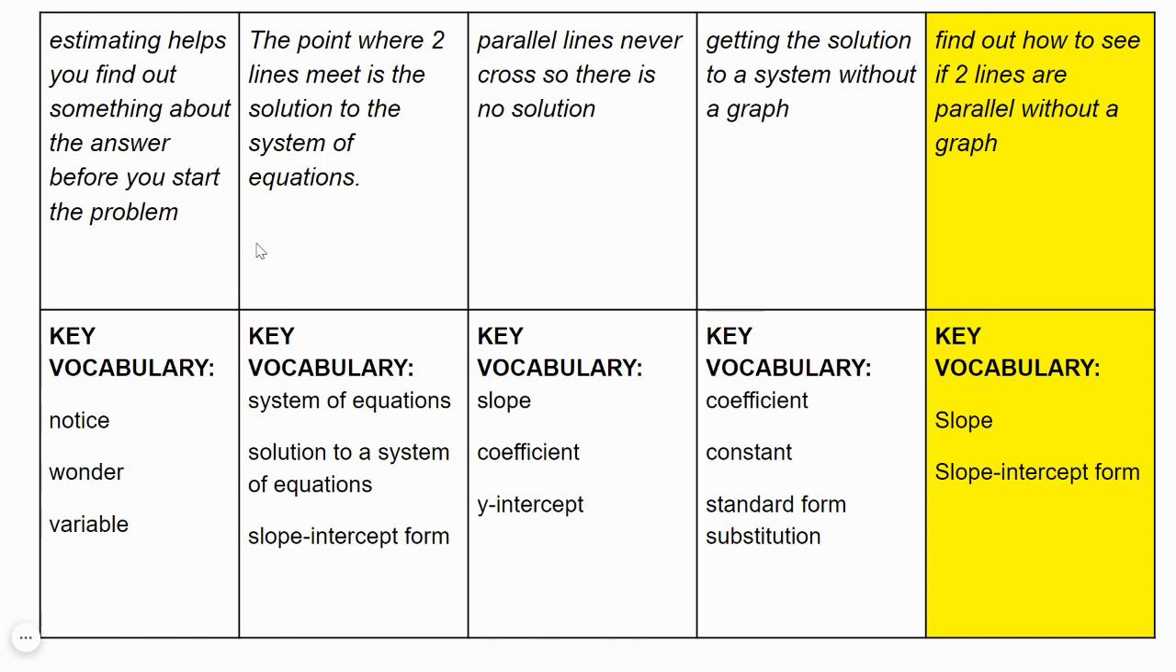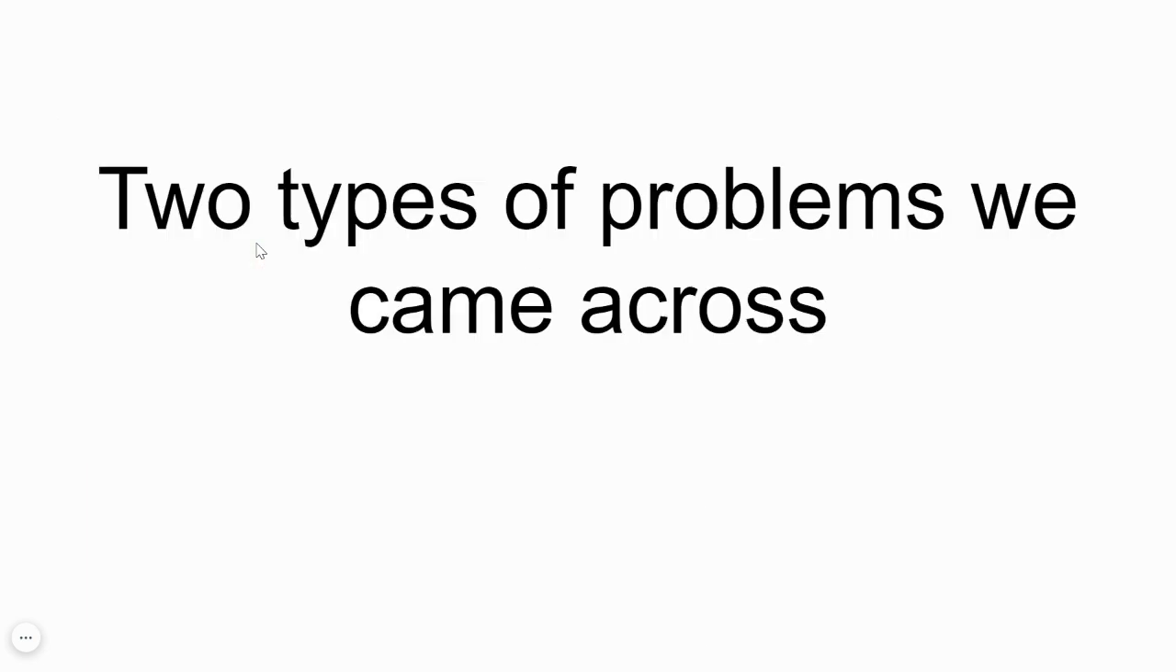Second big point is that a system is where there's 2 things happening. And if you can graph those 2 things, where they cross is the solution. The third idea is that if you have parallel lines, there is no solution. The fourth key idea is that you can do this work without graphing it. And that comes in really handy sometimes, even though it is a lot of work. And the last is that if you see enough patterns, you can actually find out if 2 lines are parallel without ever graphing.